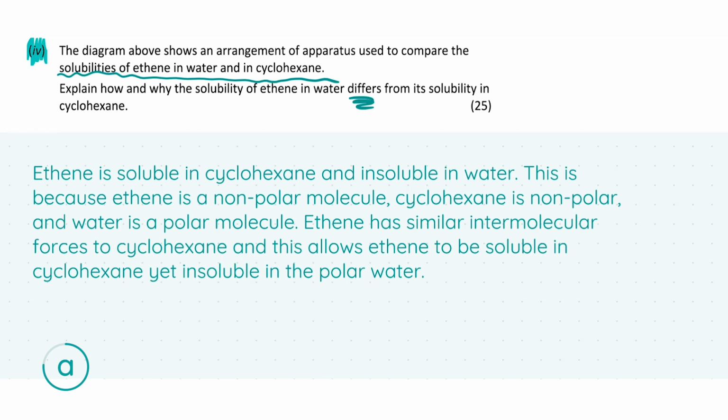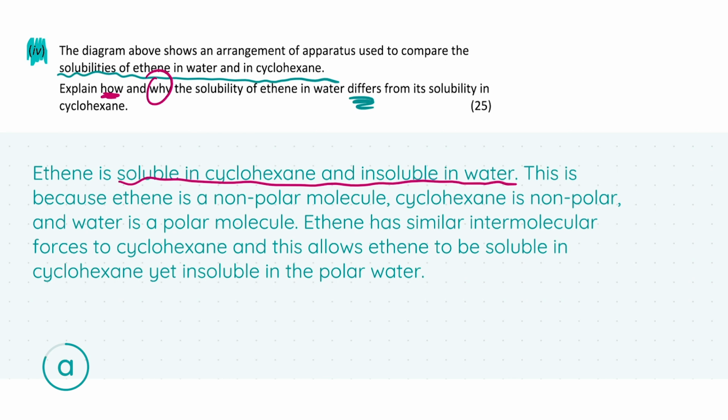Ethene has similar intermolecular forces to cyclohexane, and this allows ethene to be soluble in cyclohexane yet insoluble in water. So basically, ethene itself is soluble in cyclohexane and insoluble in water. So this part here would be the answer that they're looking for. But because it's asking how, another thing to note is we're also being asked why. So this second half of the question is going to hopefully answer that why.